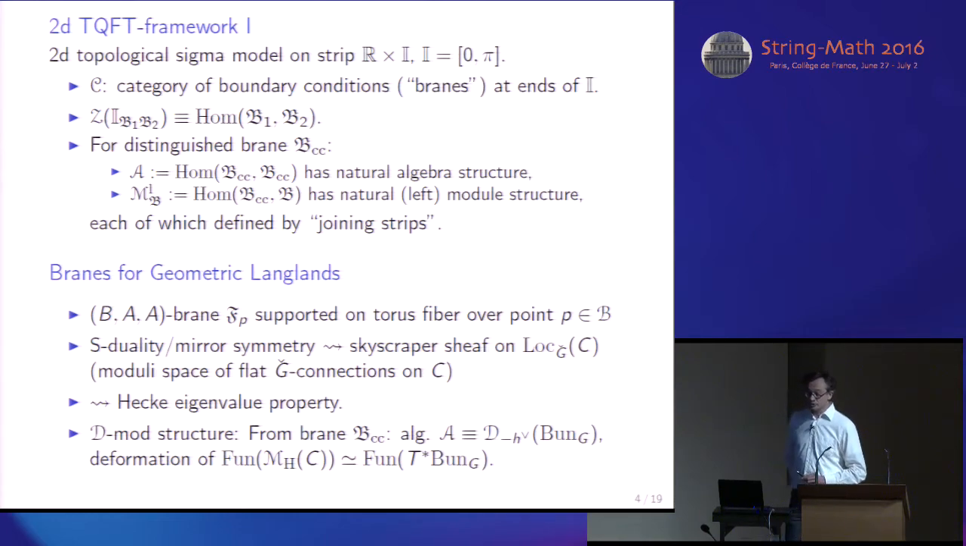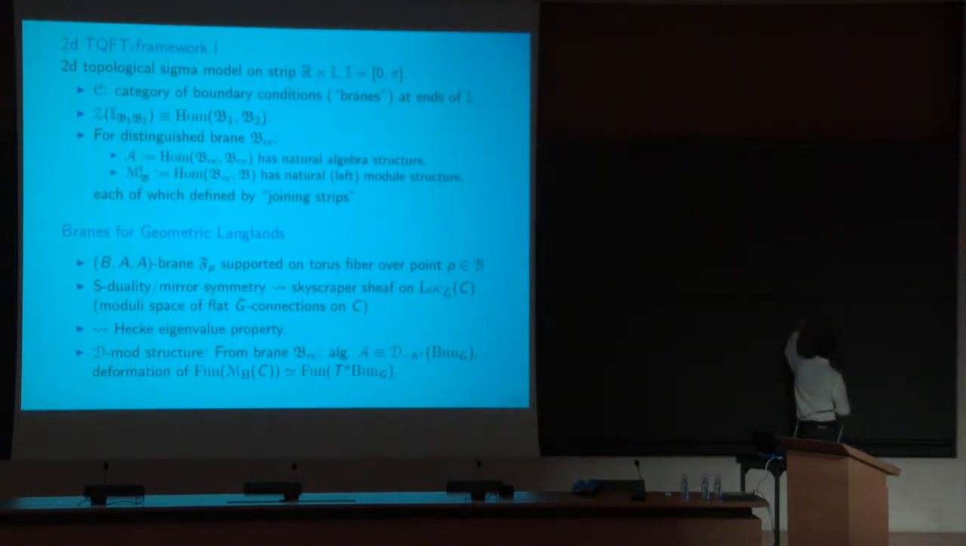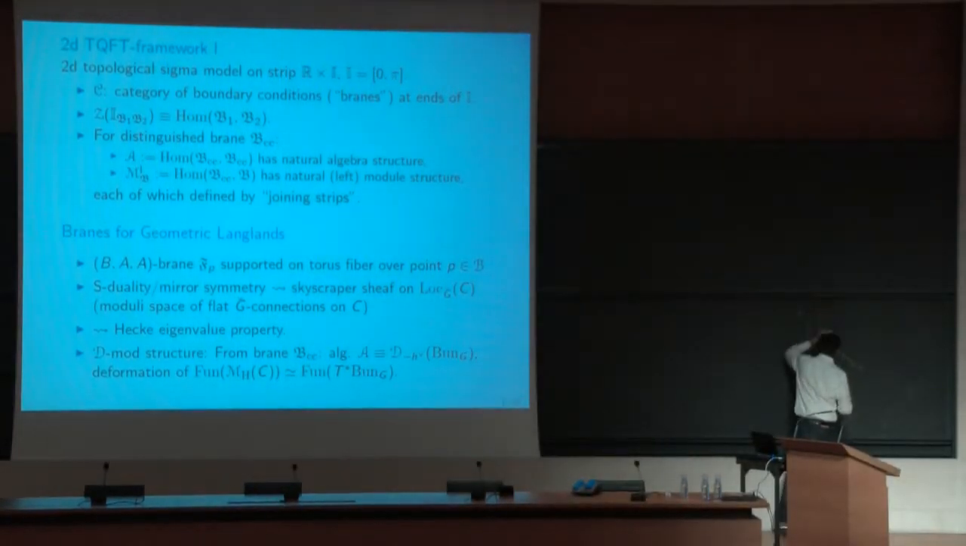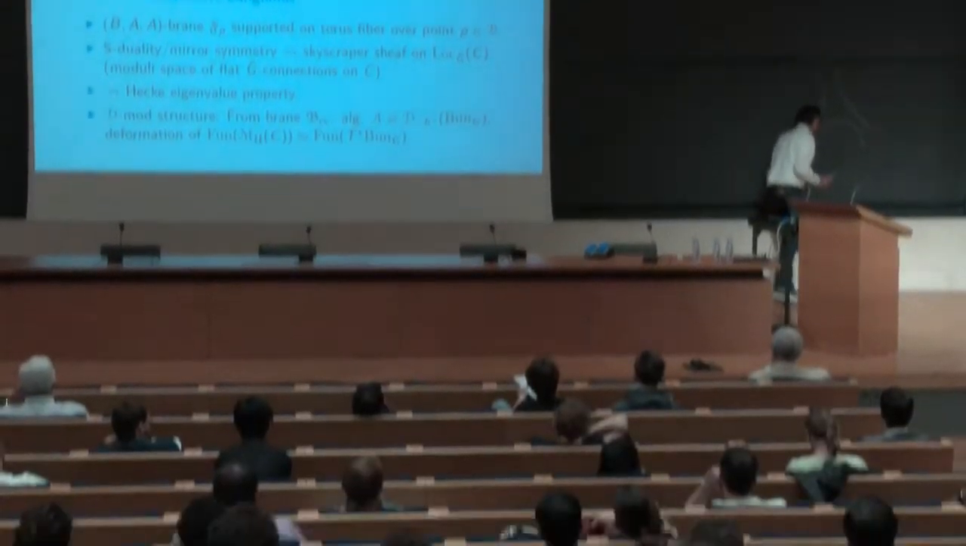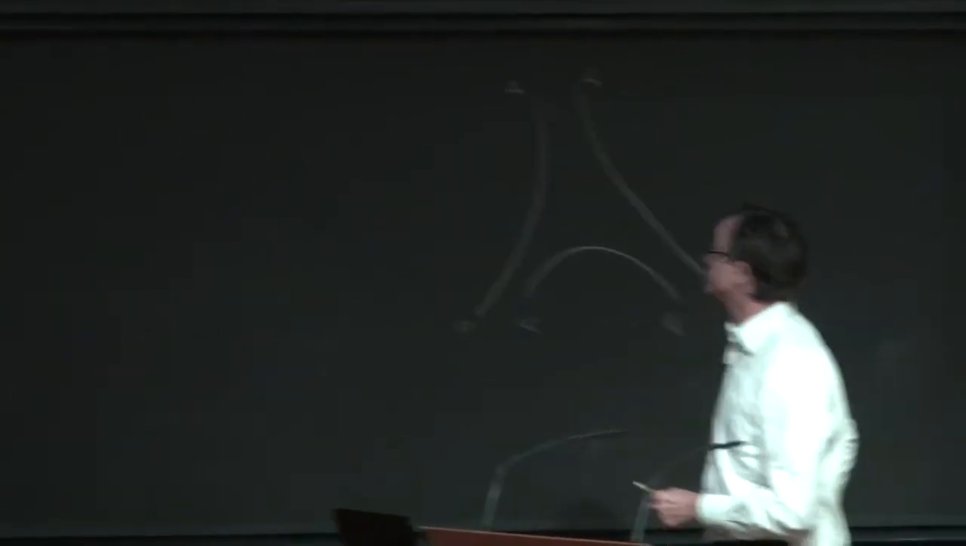Let us just focus on the formal structure of TQFT that we shall need. Namely, you can decorate both boundaries of the interval by this canonical coisotropic brane, and then by joining strips, that is diagrams of the following form, where we have decorated all the boundary components with the same brane, one can define an algebra structure on the Hom space with B_cc, B_cc.